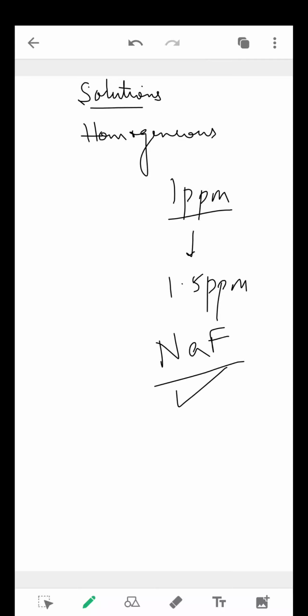Okay, so in this chapter we will discuss different types of solution and the associated laws and the concentration related terms. We will also discuss solubility, vapor pressure of liquid solution, colligative properties and determination of molar mass. Okay, so let's start.